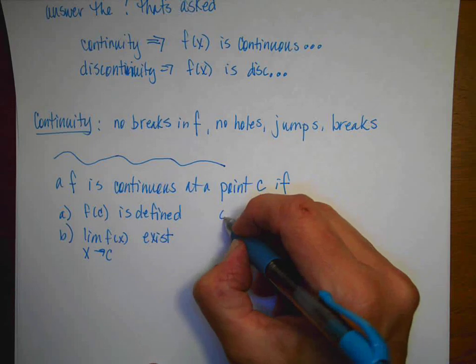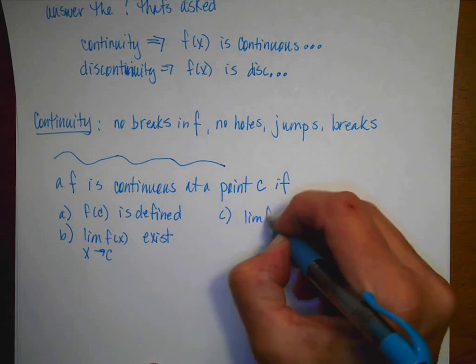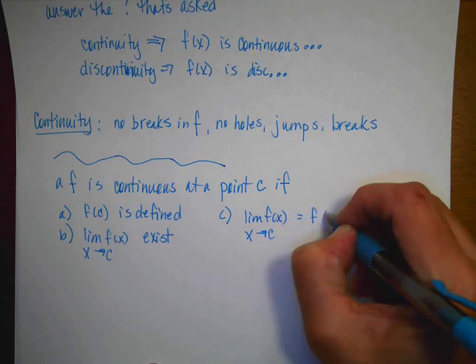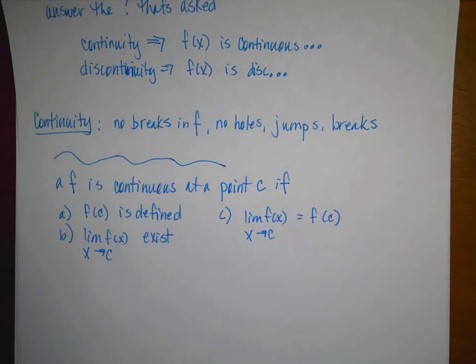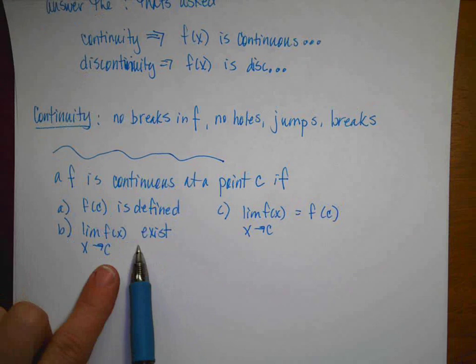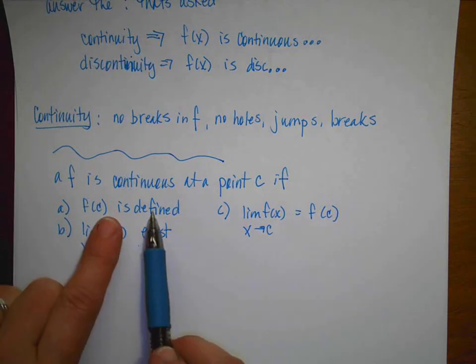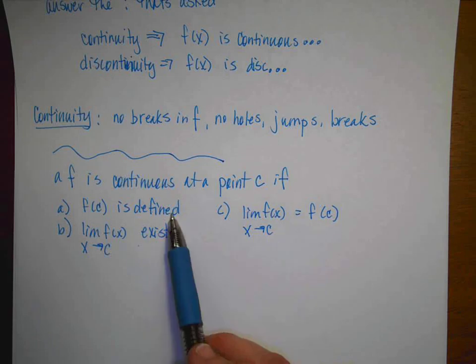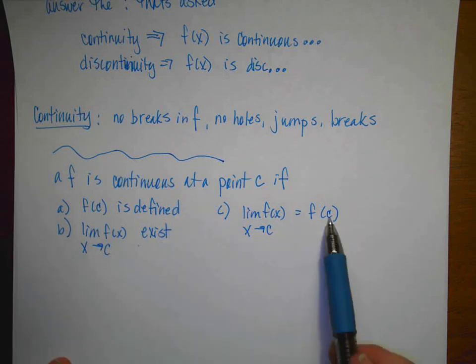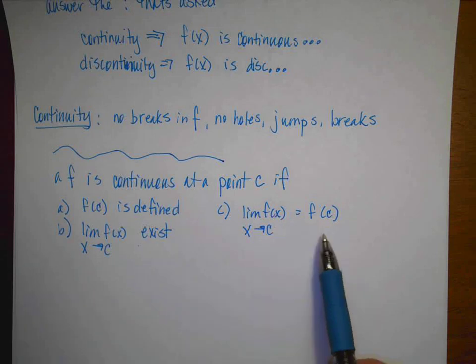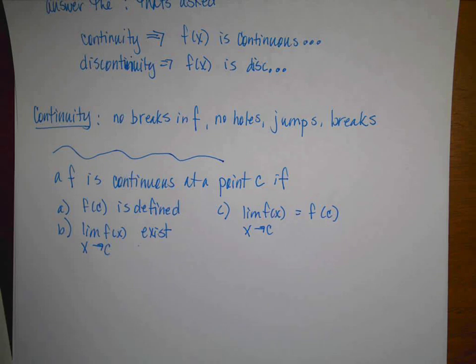And then the last thing that we would consider is that the limit of f of x as x approaches c is actually going to be f of c, because remember, a limit can exist, but a value could be undefined. So therefore, if the function is defined, the limit exists, and the limit of the function evaluated at that point is the function evaluated at that point, then we know that the function is continuous.